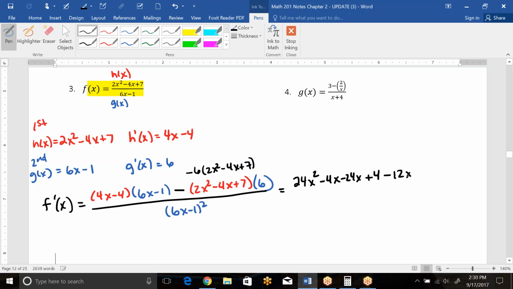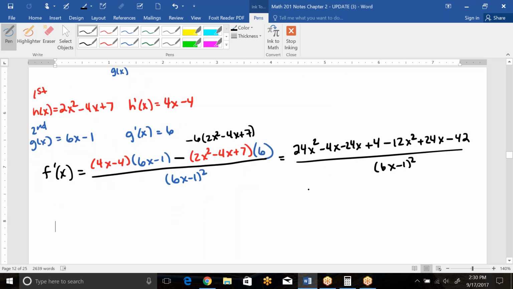So this would be negative 12x squared plus 24x minus 42, all over (6x minus 1) squared. Adding like terms on top, we're going to get that f prime of x is 12x squared, negative 28 plus 24, so that's negative 4x, and then 4 take away 42, we're going to get negative 38 for that, all over (6x minus 1) squared.